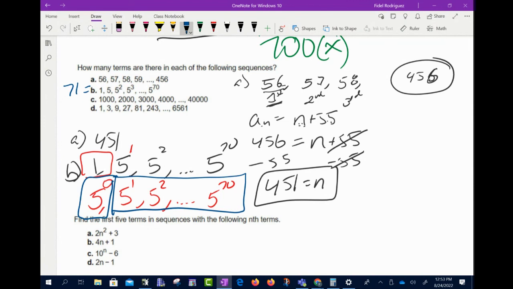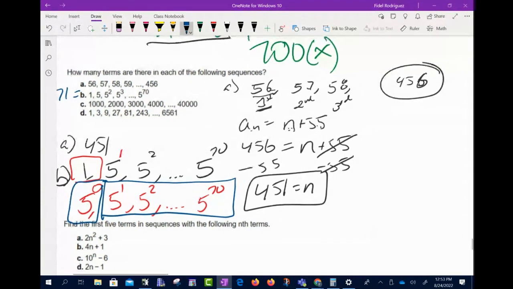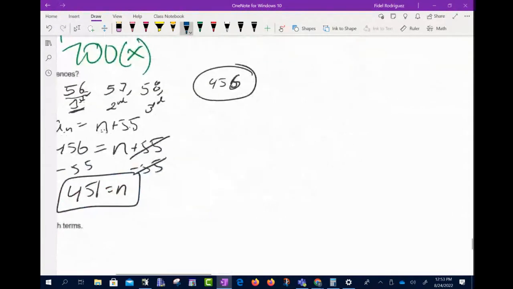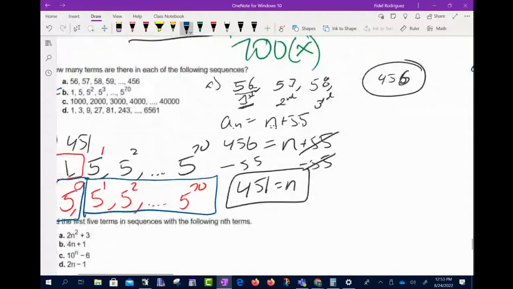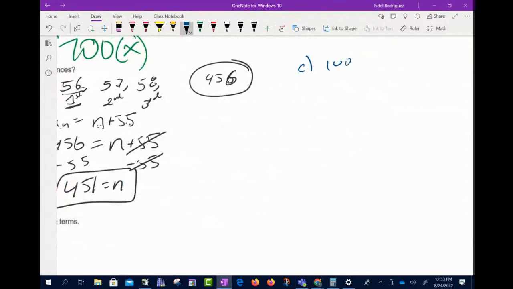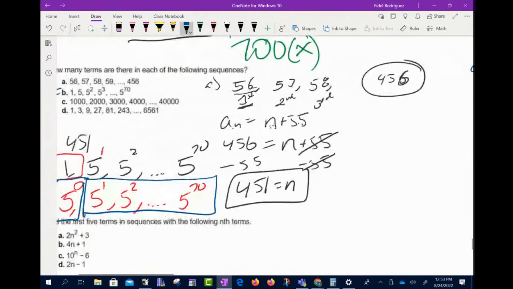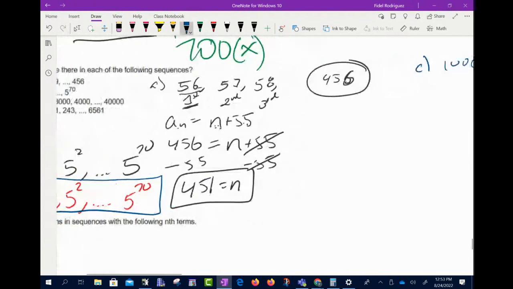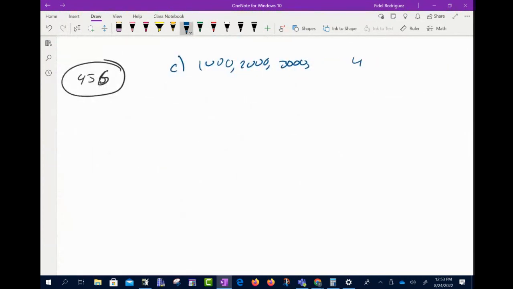Okay. Let's do the same thing for part C. I'm going to write part C over here. Part C is 1,000, 2,000, 3,000. Okay, all the way up to 40,000. So again, my approach here, guys, I know that's my first term, that's my second term, that's my third term, and I want to figure out what term that would be.